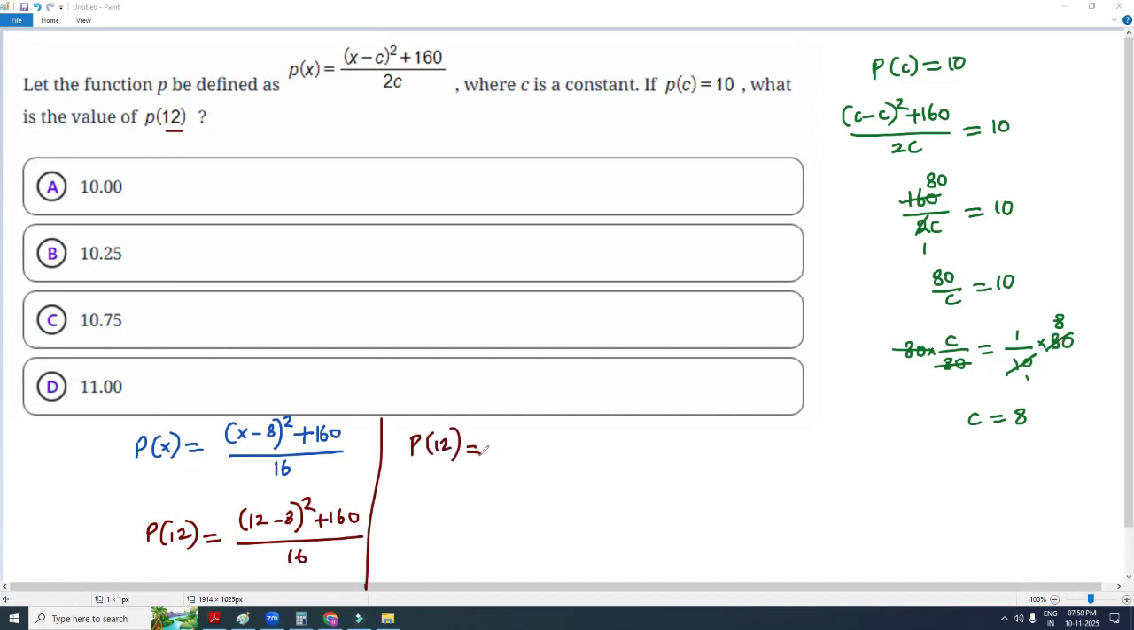p of 12 equals 12 minus 8 is 4, and we have 4 squared. The value of 4 squared is 16, plus 160 divided by 16. When I add these two numbers, I'm getting 176 divided by 16. When I divide 176 by 16, I'm getting 11. Here I got the value of p of 12, that is 11. We find 11 in answer choice D. The correct answer choice for this question is D.